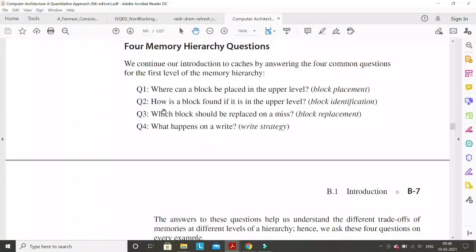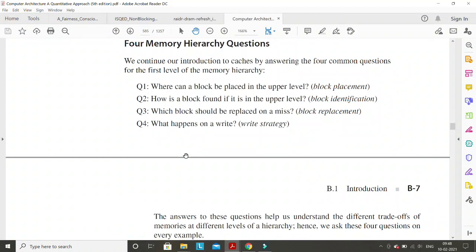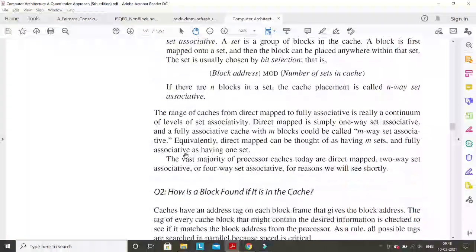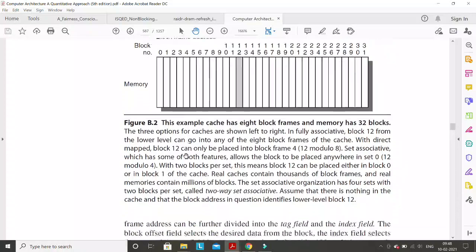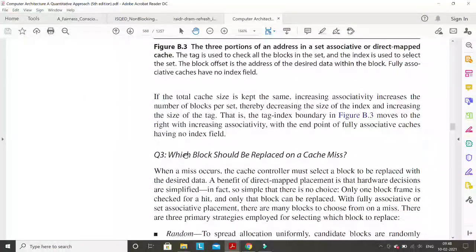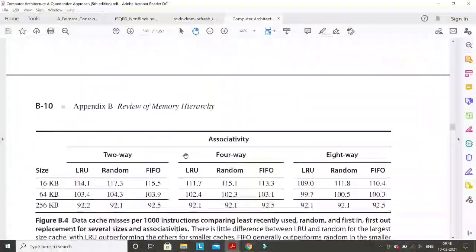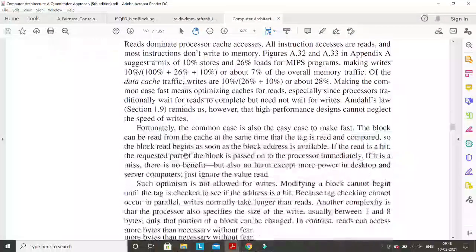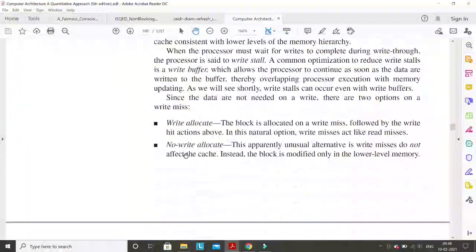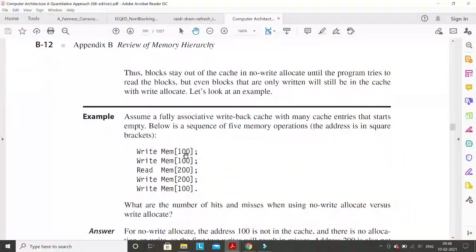There are these four related questions. Try to understand what they are saying. I have already explained all these things in short, but try to understand this, because it explains the complete cache architecture in short. All these things you have to understand.